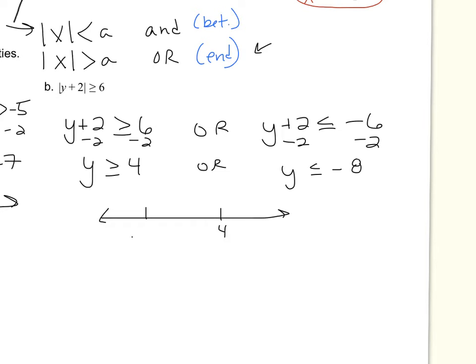So here's my 4 and here's my -8. So less than or equal to -8 goes this way, and greater than or equal to 4 goes this way. So you can see what I meant when I said it's the ends. It's the ends of the number line.